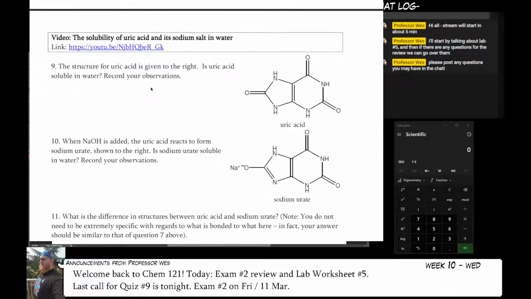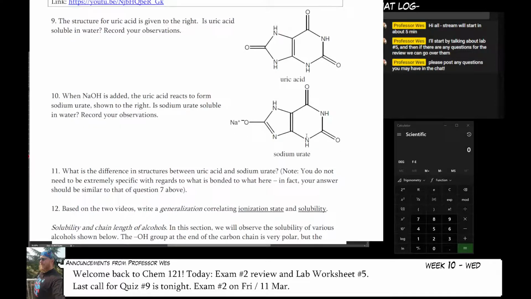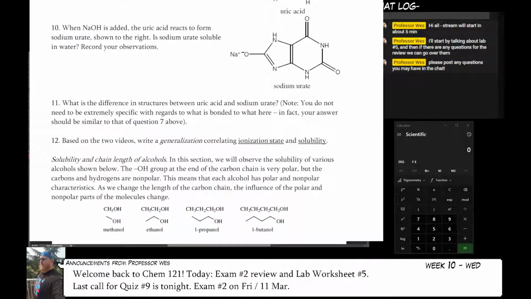Then we have the same thing down here with uric acid. This is what your body excretes in urine. We have uric acid and then sodium urate, and you should be able to see a difference between those two and then make a generalization, just like before.